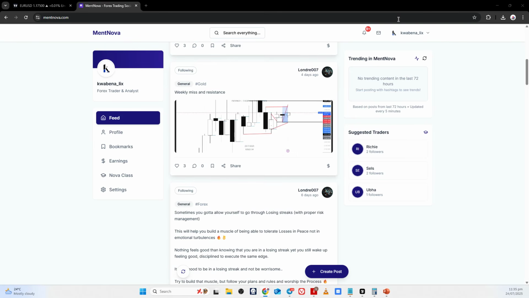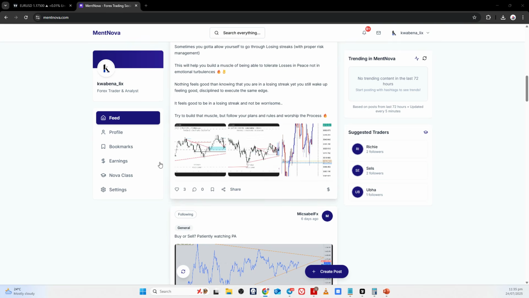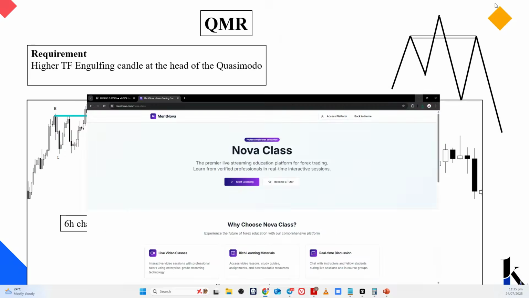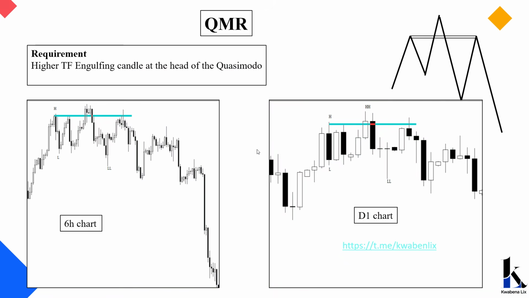Okay, so I'm still on Mint Nova. All right, so we are doing QM. QMR means Quasimodo reversal. So what do you need? The requirement is just a higher time frame engulfing. That's the basic requirement. So, what is a Quasimodo pattern?